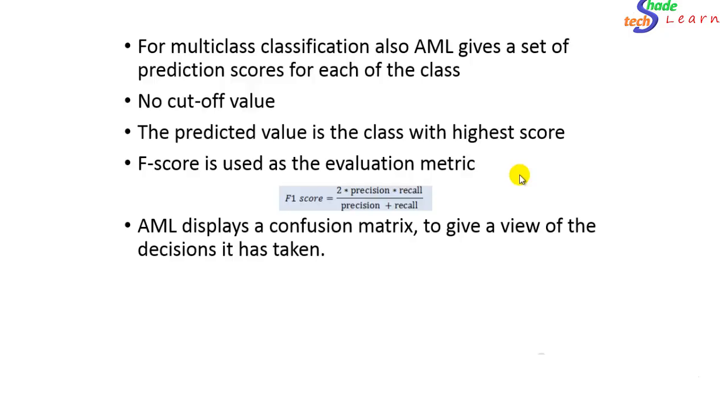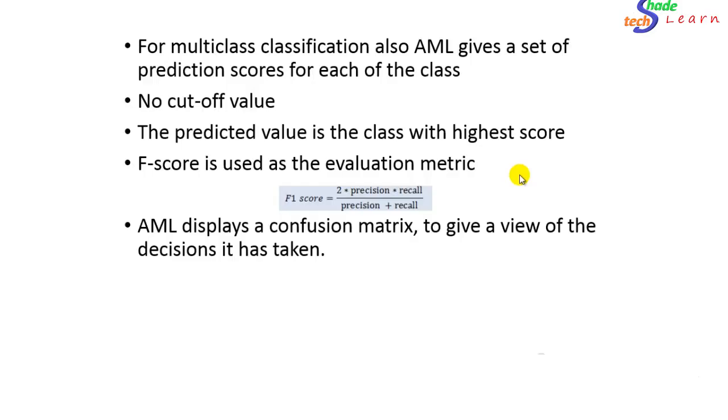For multi-class classification, F-score is used as the evaluation metric. Also, a confusion matrix is generated for the user to view the decisions that the model has taken, whether it has assigned the right class or any other class, which is the wrong class.